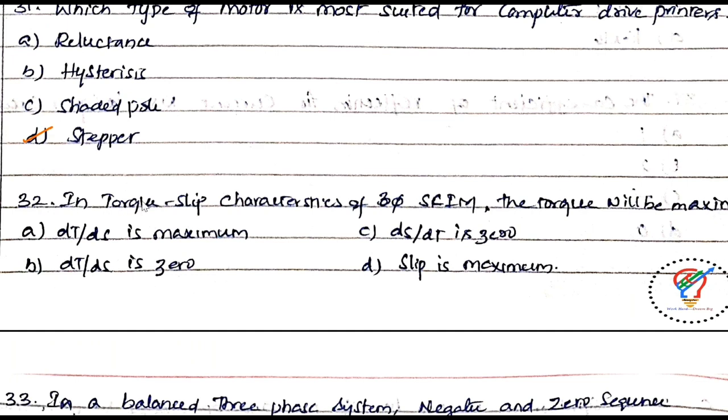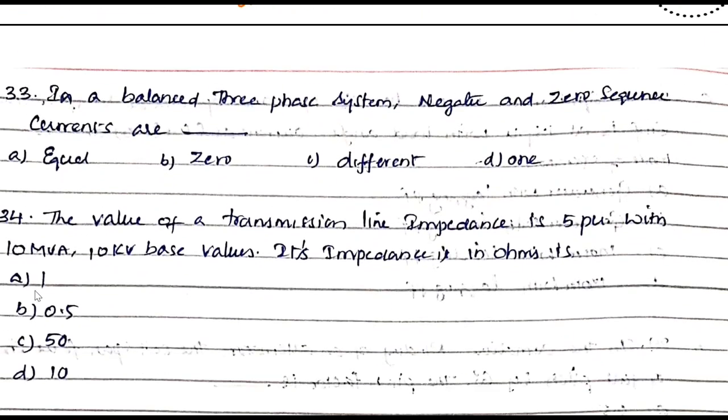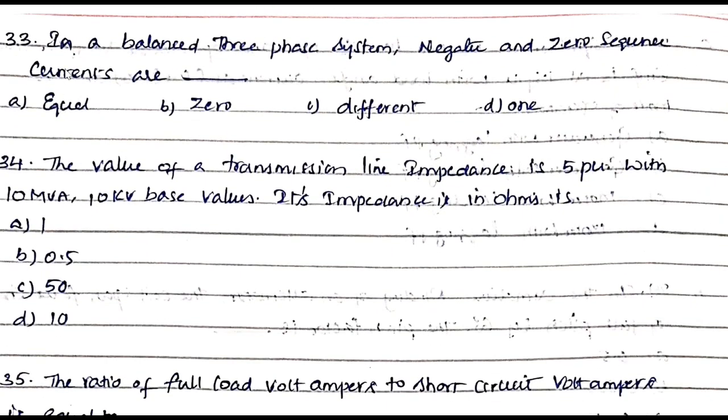32nd question. In a torque slip characteristics of a three-phase squirrel cage induction motor, the torque will be maximum when... Okay, I'll repeat the question. In a torque slip characteristics of a three-phase squirrel cage induction motor, the torque will be maximum when, so it is the torque equation dT differentiated with respect to variable s equal to 0. So the answer is dT/ds is 0. Next question here, right? So simple question.